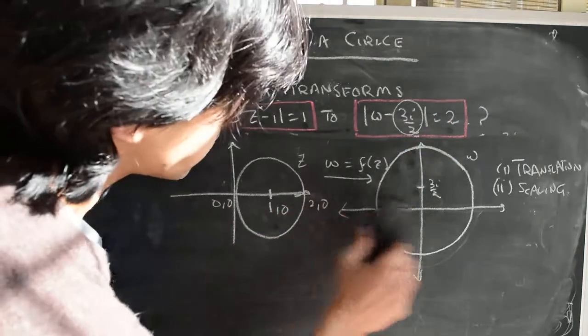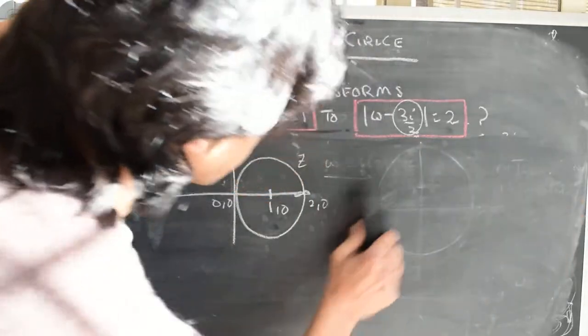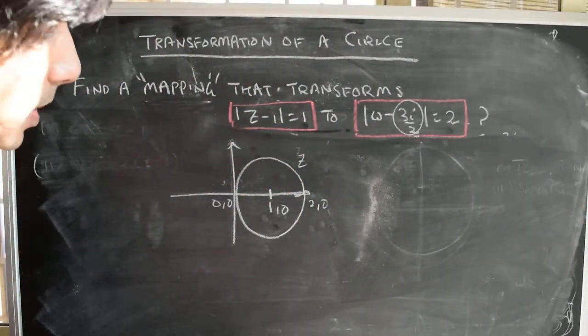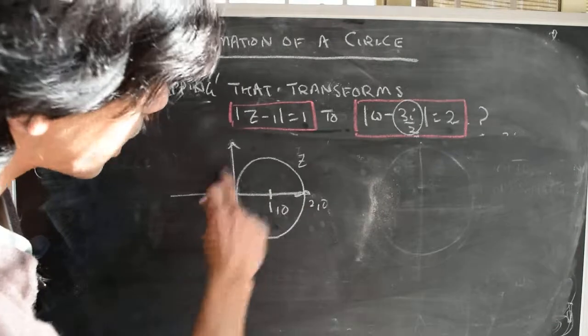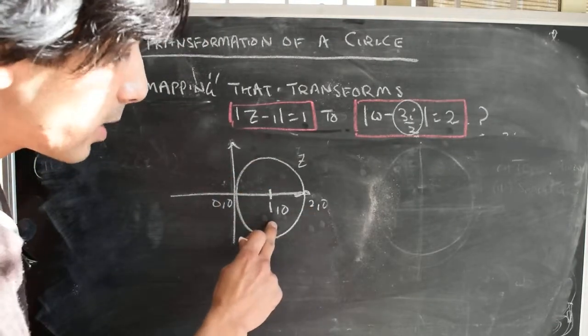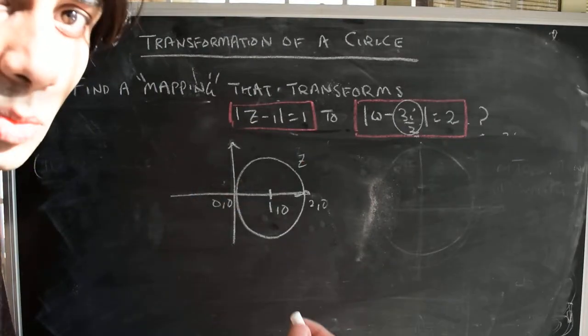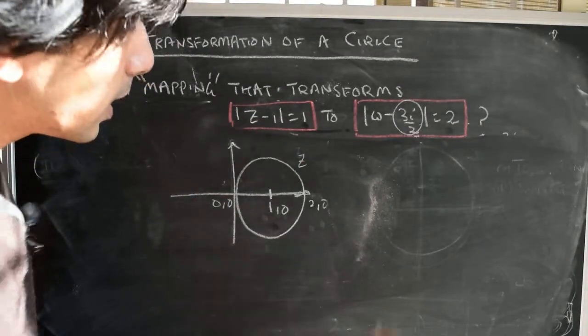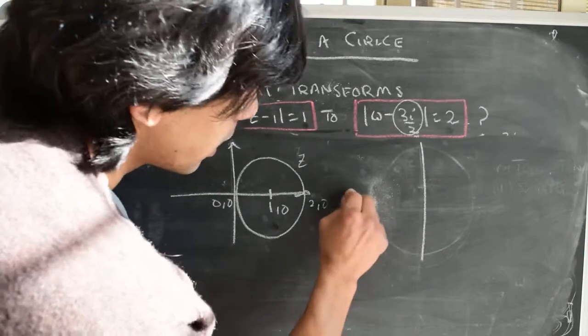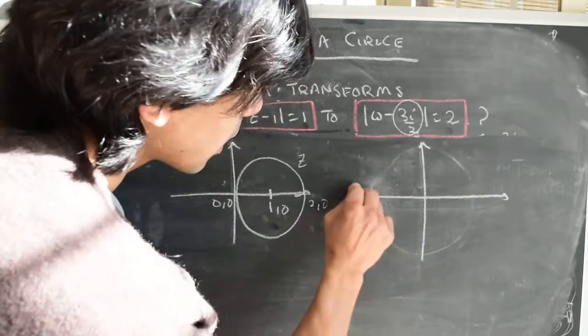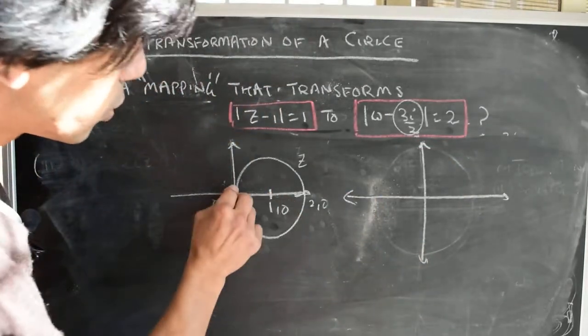And let's get rid of this figure for now. As a first step, it's often quite useful to transform this circle, which has center 1, 0, to the origin, because then it becomes easier to work with the circle. So how do we transform this circle from the point 1, 0 to the origin?